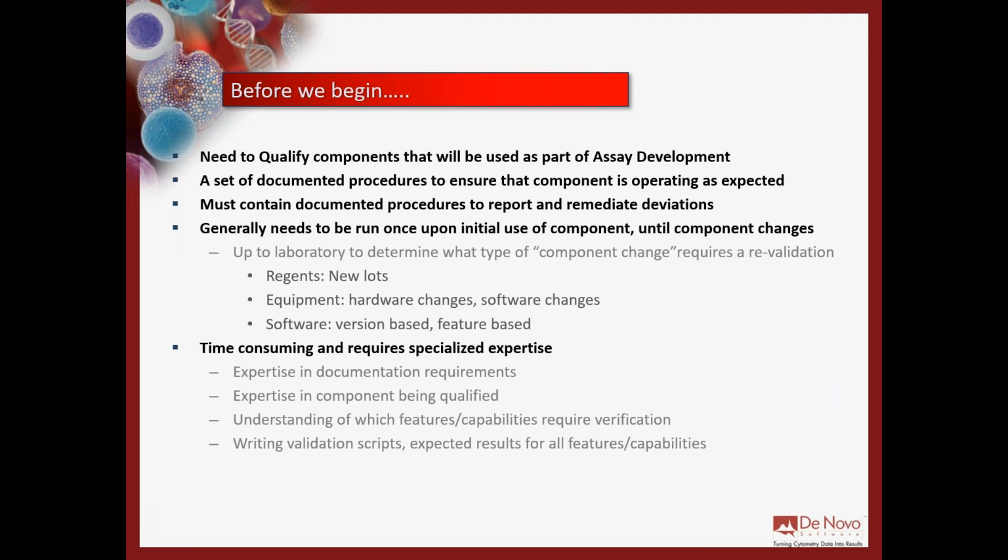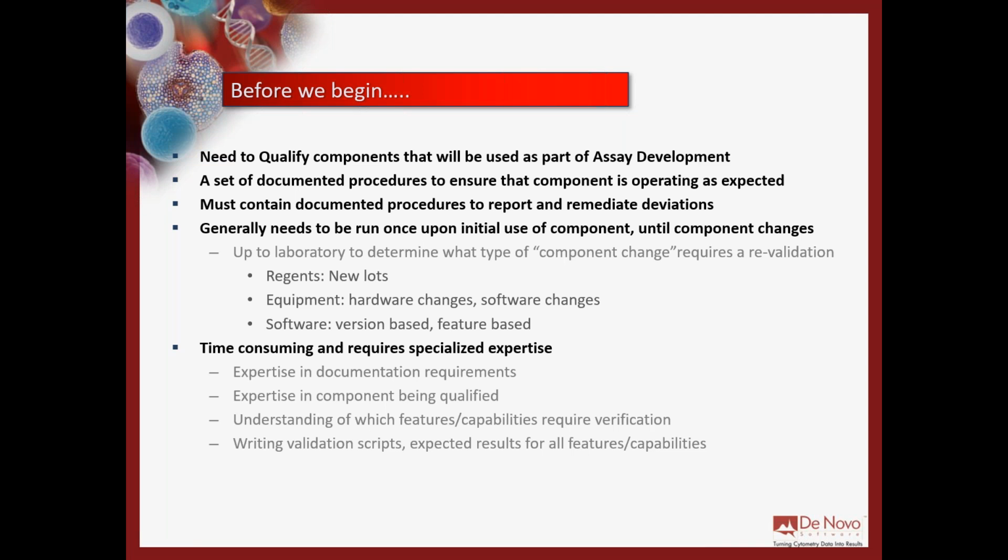So before we start a new assay, we need to qualify the components that are used as part of the assay development. And as everybody on this call, I'm sure, knows, this all needs to be documented to a great extent. One of the key things that we're going to be discussing throughout the course of this webinar is how to fulfill the documentation requirements that are onerous and extensive, and fulfill those in a streamlined manner that really doesn't take a lot of extra burden or extra time on you. So these procedures must be documented, must contain not only the expected performance of the component, they must contain documented procedures to report deviations and what one does with the deviations.